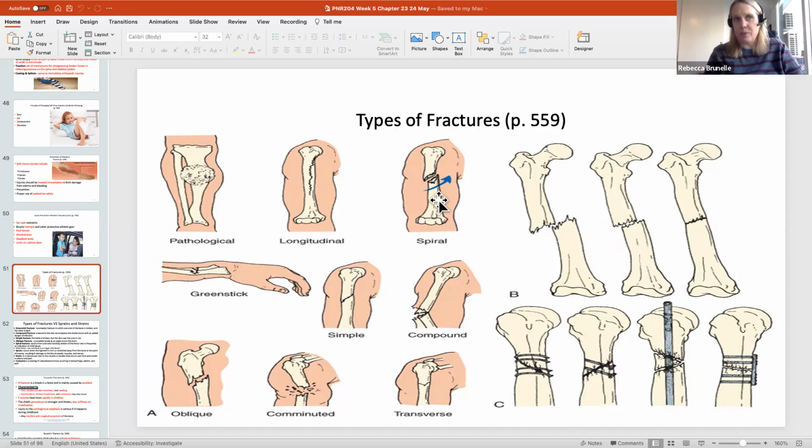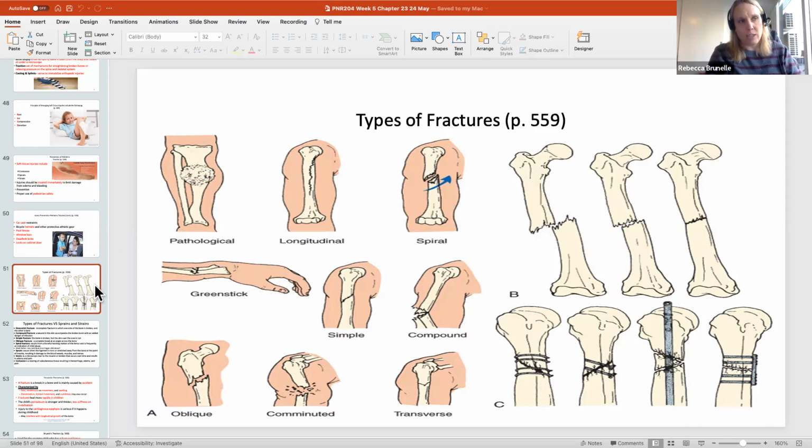When you fall and hurt yourself, you're not going to twist your bone in that way. So that's why this is specific to child abuse, because you could grab somebody's leg and twist your hands in opposite directions to the point that you fractured the bone, and that would cause a spiral fracture.